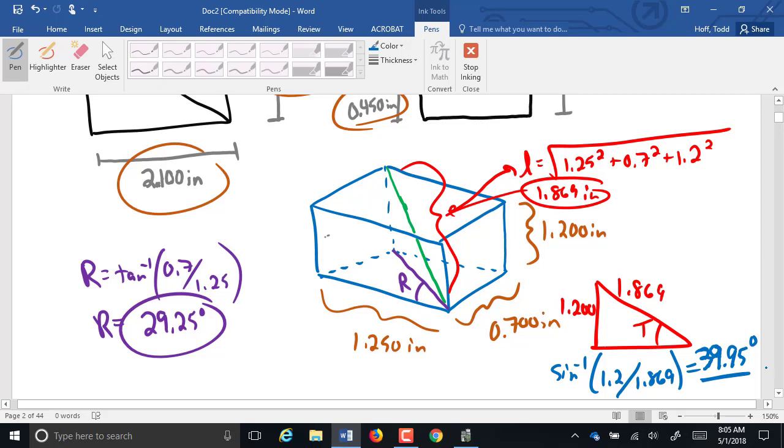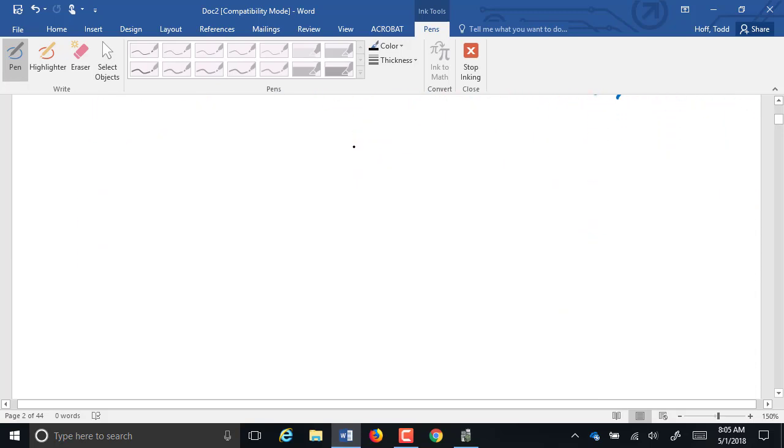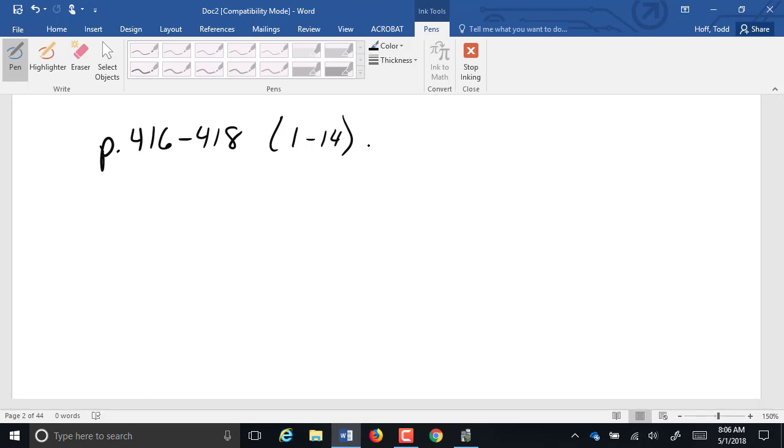What do you think? Better than a sharp stick? Yeah. Once you get it into that regular box that we started out with. So, in our lovely packet, page 416, problems 1 through 14, again, I'm not expecting you to do them all. Pick out 3 or 4 that look like they're different types and give them a shot.